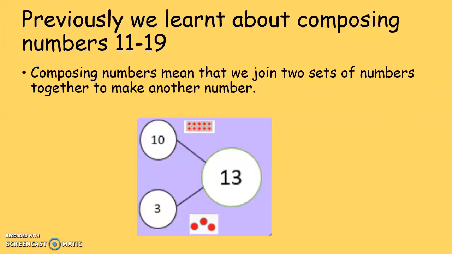Okay, let's have a quick review. Previously, we learnt about composing numbers 11 to 19. Who can remember what composing means? Good job. Composing numbers means that we join two sets of numbers together to make another number. As you can see, if we join 10 and 3, we end up with 13.